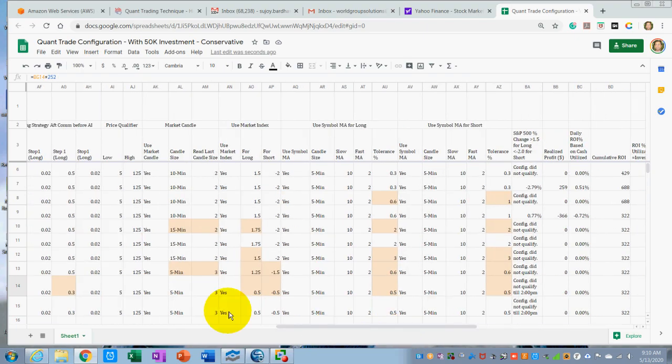But for now, it seems like on the S&P side, we will be looking at only 0.5% on the long side to qualify the market, and minus 0.5% on the short side if the market goes down. So let's see what happens. I'll come back to you a little later again.